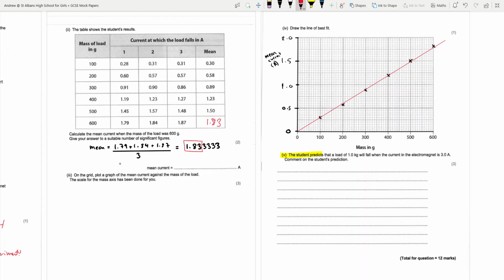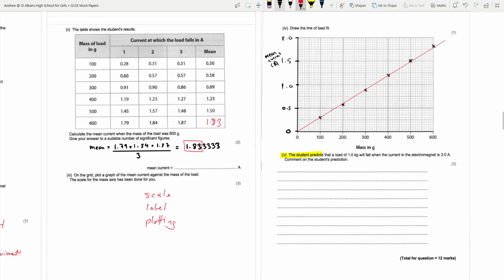On the grid, plot the graph. The scale has been done for you. Okay, so our marking points here, we've got marking points for selecting a sensible scale here, which is pretty obvious, and labeling it. So we've got to have a sensible continuous scale, which is labeled with current with the unit, and plotting the data correctly. So that gives us our markings. So we've got scale, label, and plotting.